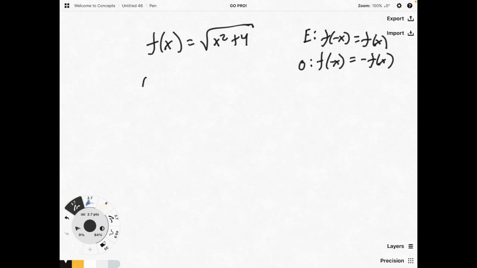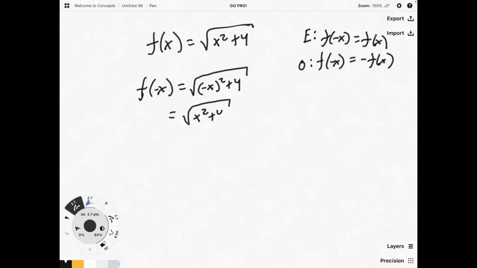When we substitute in a negative x, then we're going to be given the square root of negative x squared plus 4. When you simplify, you're going to be left with the square root of x squared plus 4. And this is the exact same as our original function, and therefore this is an even function.